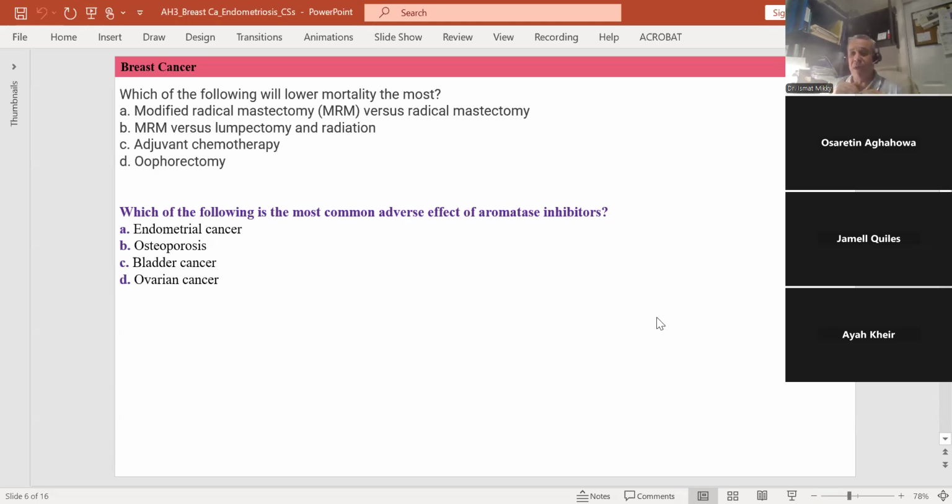So adjuvant chemotherapy provides a definite mortality benefit. Adjuvant means the chemotherapy that is used to prevent metastasis. That's the better way to look at adjuvant chemotherapy. It's the chemotherapy which is going to be used to prevent metastasis. So it's not prophylactic, because the person already has cancer.